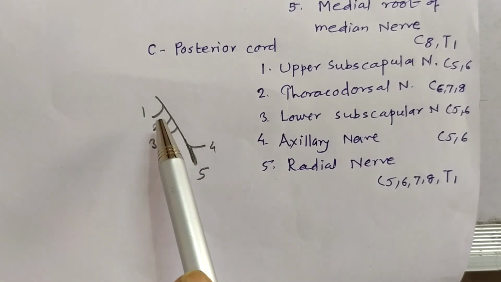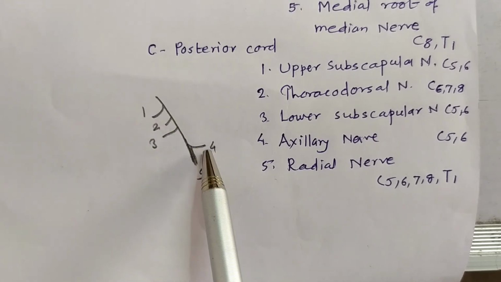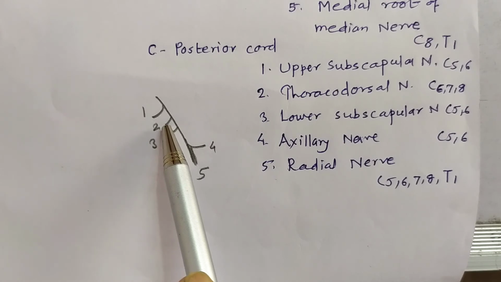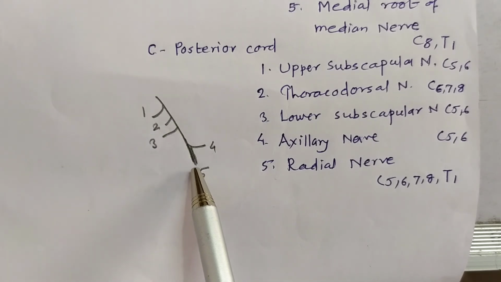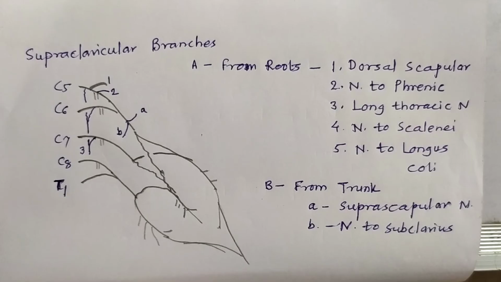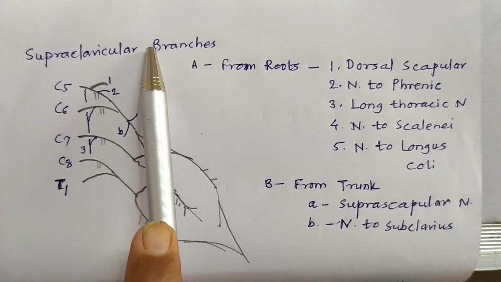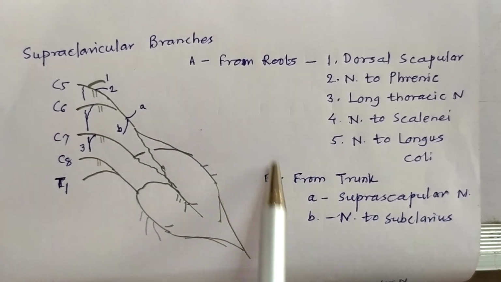The root value of upper subscapular nerve, lower subscapular nerve and axillary nerve is C5, C6. But the root value of thoracodorsal nerve is C6, C7, C8. And the radial nerve consists of all 5 roots. The supraclavicular branches are either given from roots or from the trunk.